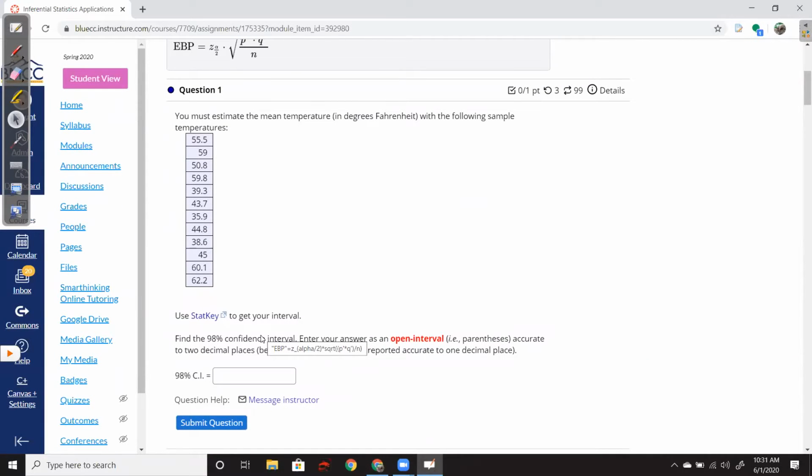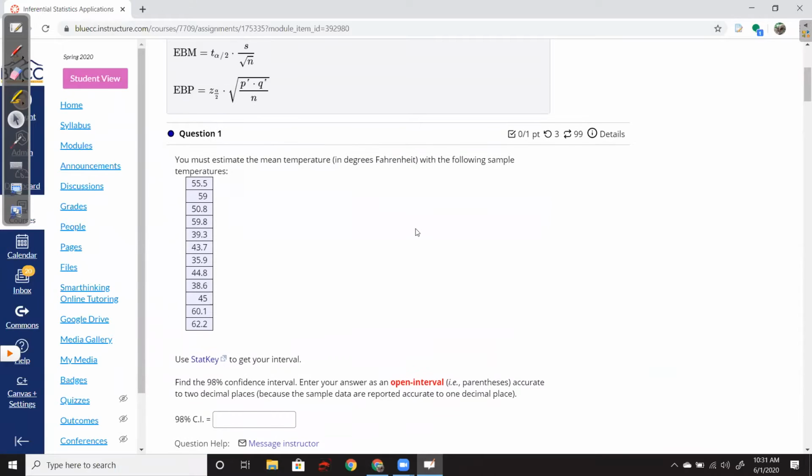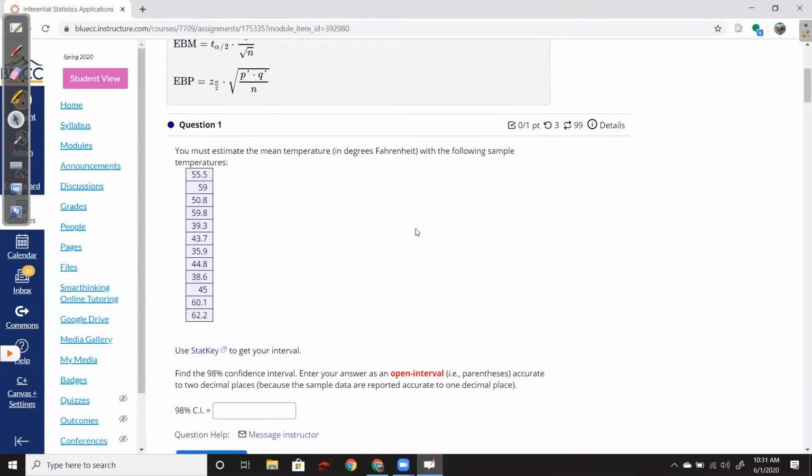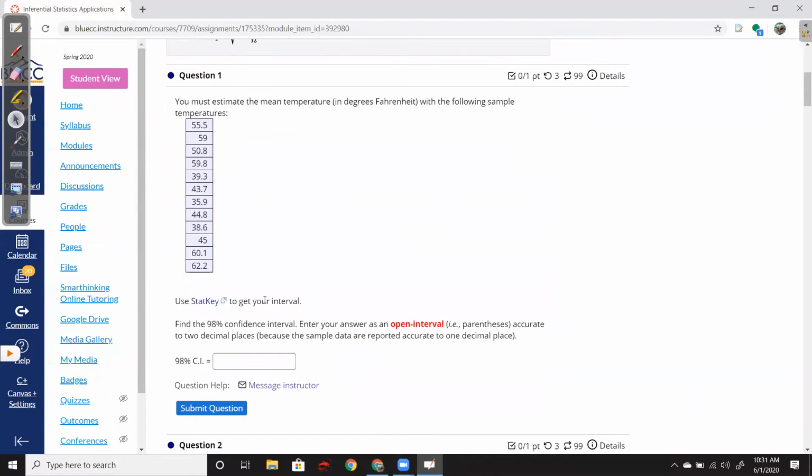So yeah, this looks like a good one right here. So we'll do this in a couple of different ways. We'll do it the StatKey way, and then we'll do it the flowchart way in just a second. My question number one is going to be similar to yours, except you're going to get a different set of temperatures here.